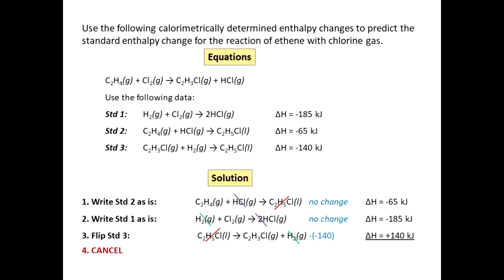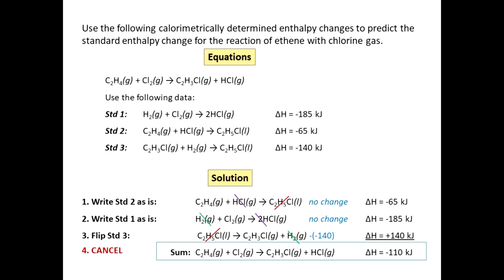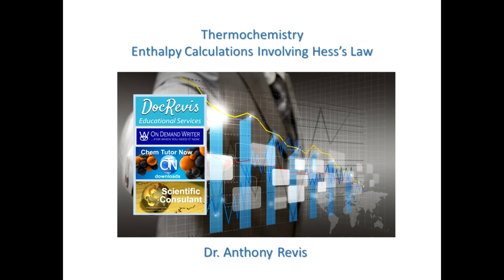I record these values. I cancel out any species that do not show up in the balanced equation. I confirm that this is indeed a reasonable process for this. I add it together and I get a minus 110 kilojoules for this equation. There you have it, how to work Hess's law thermochemistry problems.